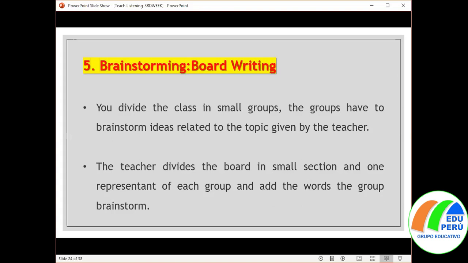Notice again that you are making an interaction among the students, not just the teacher. Because sometimes we as teachers interact with the students, but we don't make our students interact with each other. So you must make your students interact with each other. This is very important.